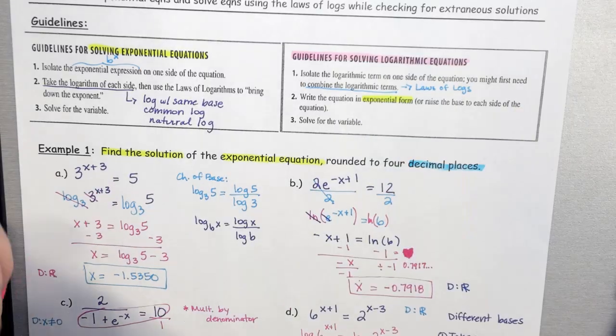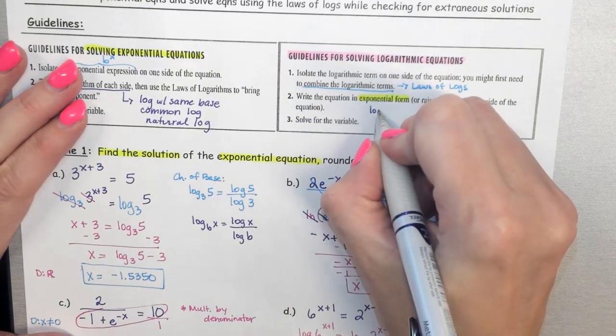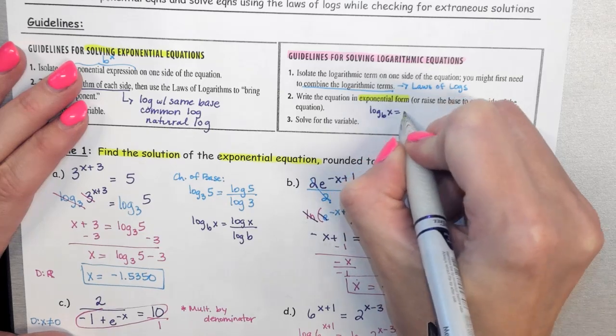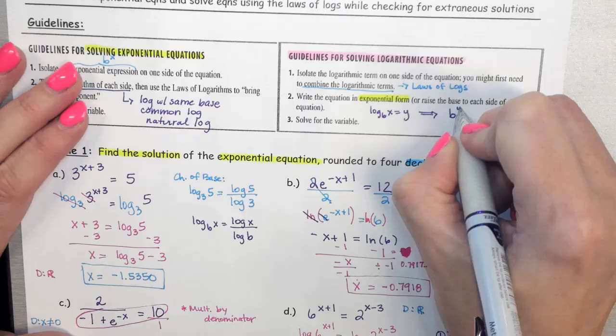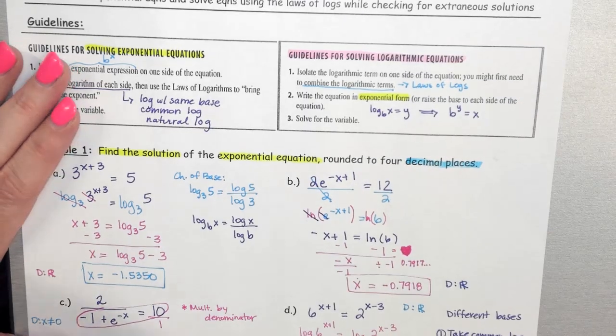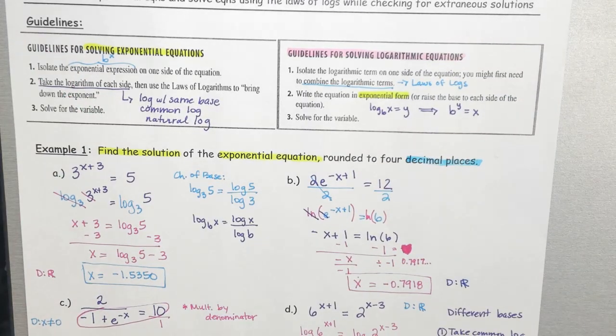We are going to be rewriting them. So if you have the log base b of x is equal to y, you are going to rewrite it as b to the y equals x. Okay, so we're going to be rewriting some of these equations here.